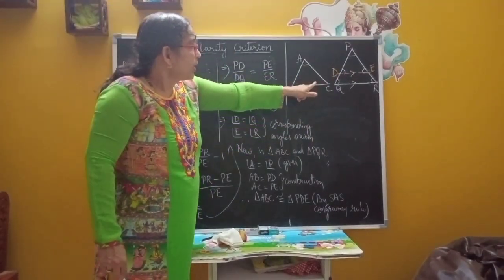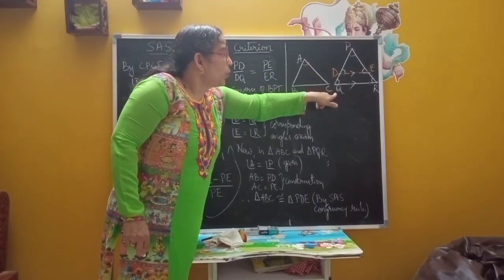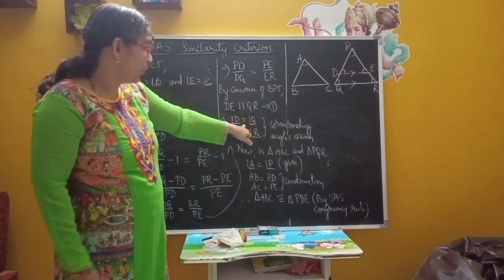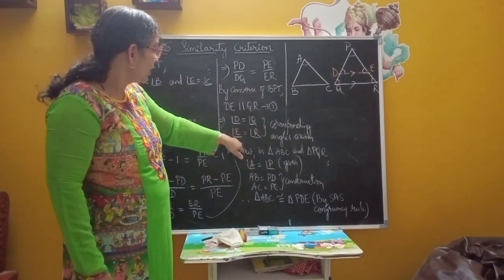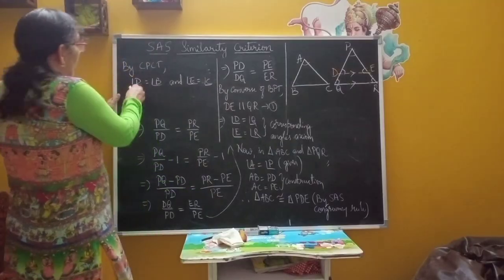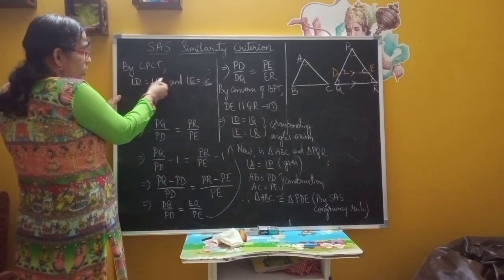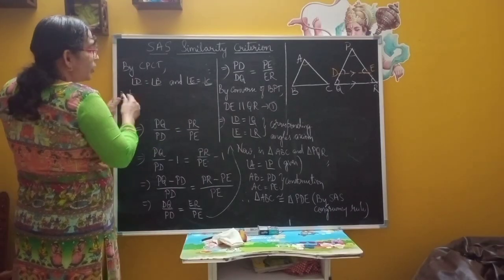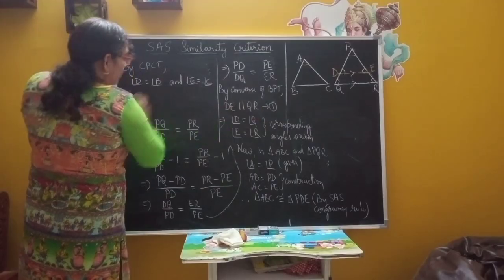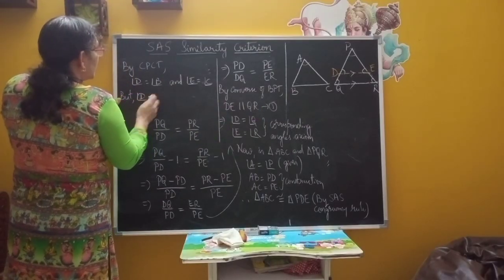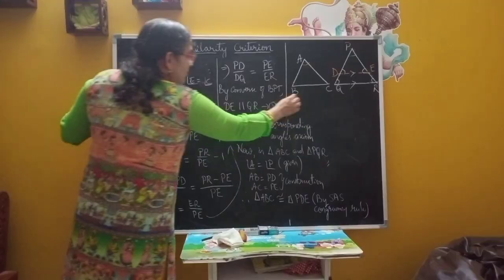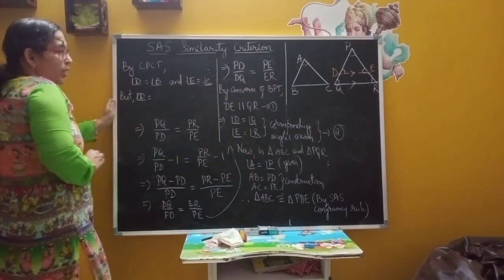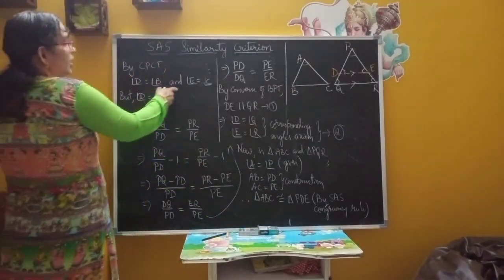But okay, what about this now? D is equal to Q and E is equal to R. So what do we say? Already it is proved, isn't it? Here we have proved, okay, angle D is equal to angle Q and angle E is equal to angle R. So angle D is equal to angle Q, and let us take this as equation 2, and here we have equation 1.